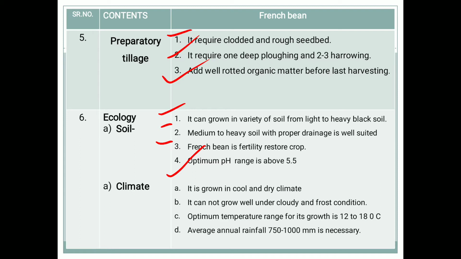In climate, it is grown in cool and dry climate. It cannot grow well under cloudy and frost conditions. Pest and disease incidence increases due to cloudy and frost conditions. The optimum temperature range for its growth is 12 to 18 degrees Celsius, and an average annual rainfall of 750 up to 1000 mm is sufficient for a French bean crop.